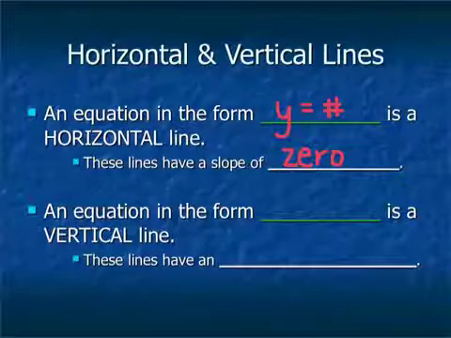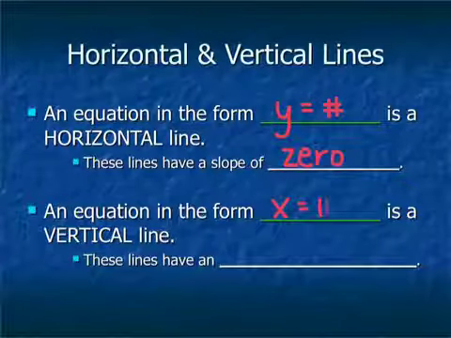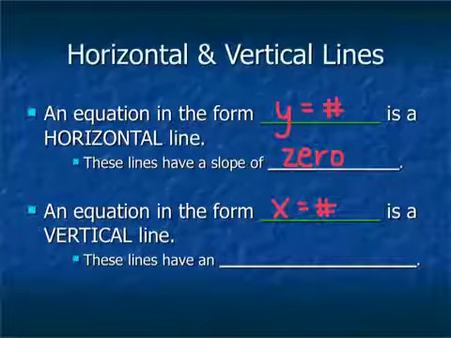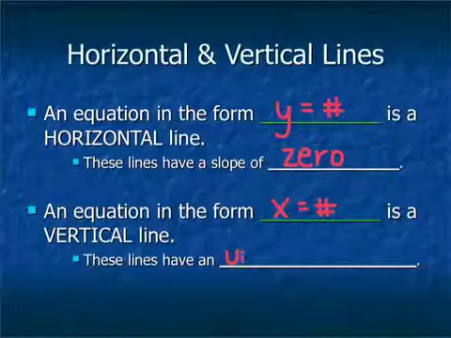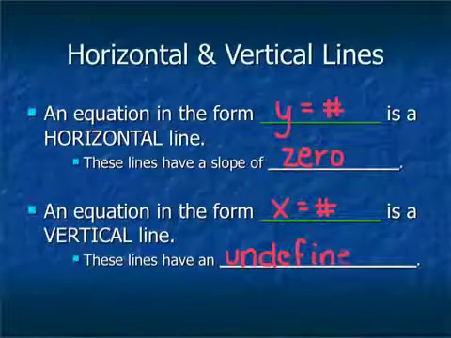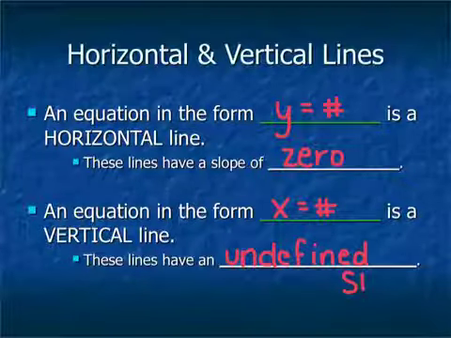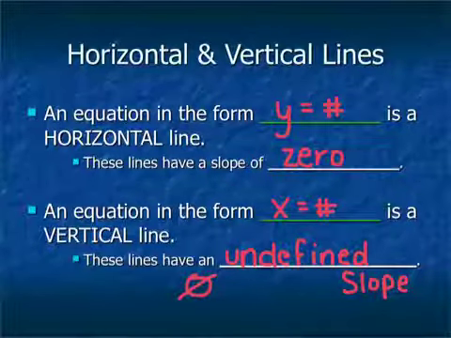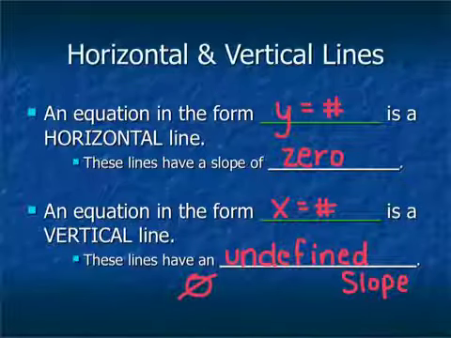Okay? And then an equation in the form x equals some number is a vertical line. Now these slopes, and we're going to talk about why this is later on, but remember we already talked about how these lines are weird because they're not functions. They're also weird because they have what's called an undefined slope. Okay. Symbol for that, by the way, is like the no solution symbol. Okay, and there is a difference between having a slope of 0 and a slope that's undefined, so make sure that you're using those correctly.